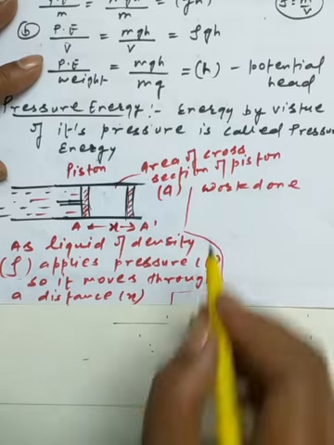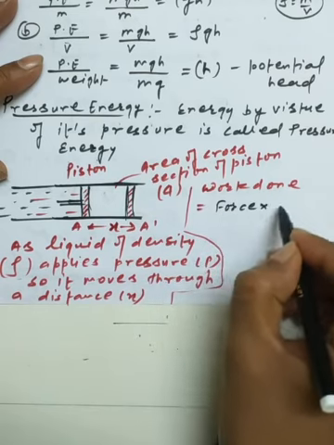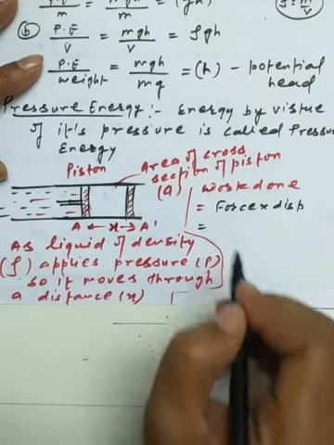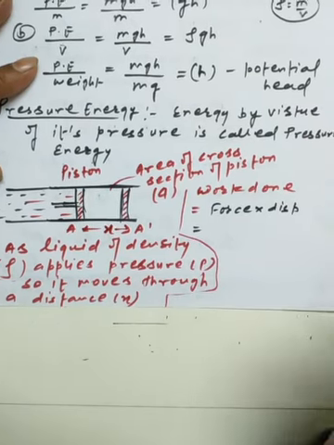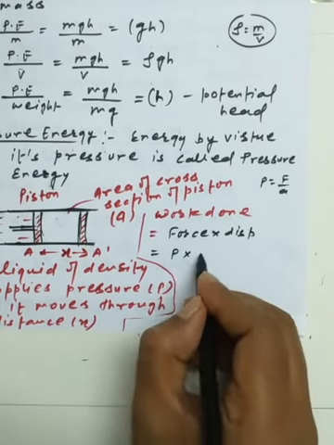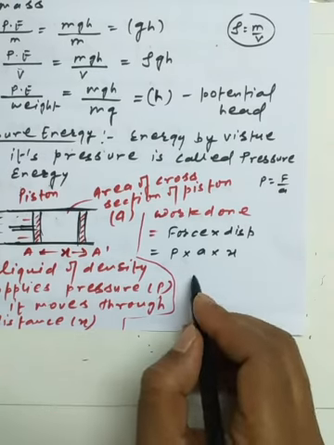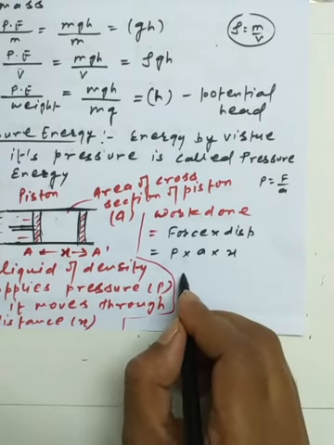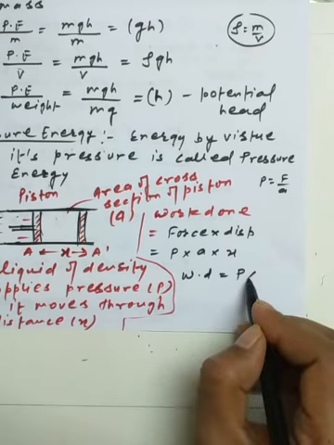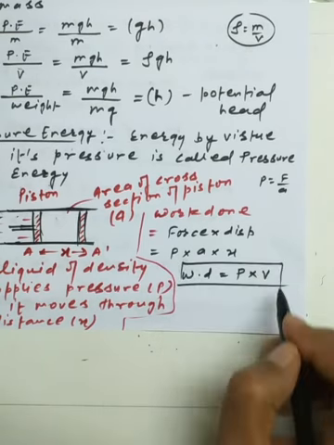So what is the work done? We have the basic formula: work done is equal to force into displacement, and we express the force in terms of pressure. Since pressure is equal to force upon area, force is pressure into area, and the displacement is x. So work done is P into A x, and area into length is the volume. So this is the work done when the liquid exerts pressure on a piston.